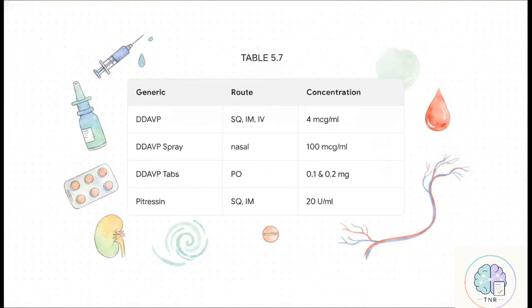Let's break down the exact formulations and concentrations. For desmopressin given via sub-Q, IM, or IV, the concentration is 4 micrograms per milliliter. The desmopressin nasal spray is super concentrated at 100 micrograms per milliliter, with every single spray delivering exactly 10 micrograms. Desmopressin tablets come in 0.1 and 0.2 milligram sizes. And finally, arginine vasopressin, or aqueous pitressin, for sub-Q or IM use, is concentrated at 20 units per milliliter, which works out to 50 micrograms per milliliter.